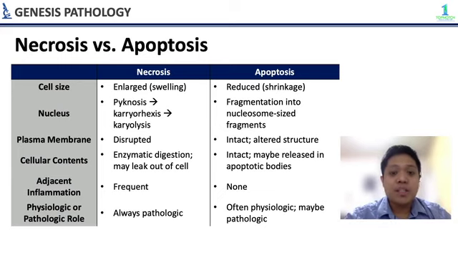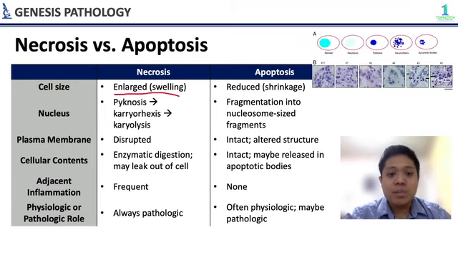Necrosis is pathologic cell death versus apoptosis, which is programmed cell death. So in necrosis, nagkakaroon ng enlargement or swelling of the cell. The nucleus undergoes pycnosis, karyorrhexis, and karyolysis. So ano ibig sabihin nito? Yung pycnosis, parang nagko-condense yung nucleus. Karyorrhexis, ibig sabihin nun nasisira or nababasag yung nucleus. And lysis, meaning nawawala na talaga yung nucleus.